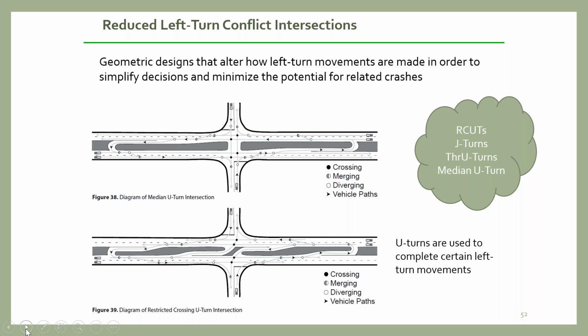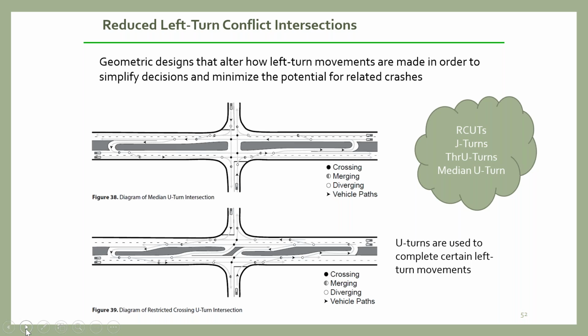A related intersection treatment is the family of innovative intersections that FHWA refers to as reduced left turn conflict intersections, one of our proven safety countermeasures. These intersections are known by various names, like restricted crossing U-turn, median U-turn, J-turn, through turns. What's common about them is that they typically involve redirecting a left turn movement or left turn movements by way of a downstream U-turn maneuver.